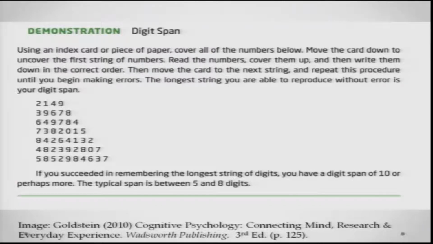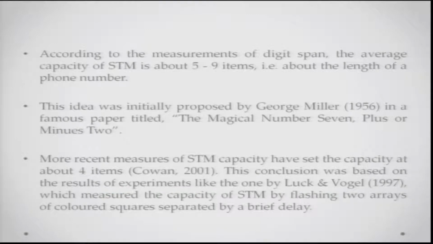What you have to do is first write a sequence of 3 letters, then add one more letter and ask them to recall a sequence of 4 letters, or digits, maybe you can do it. So, 3 digits, 4 digits, 5 digits, 6 digits, and you ask the person to repeat those digits back to you without making any errors and in a particular order. According to the measurements of digit span, the average capacity of the short term memory is somewhere around 5 to 9 items. That is basically about the length of a phone number.